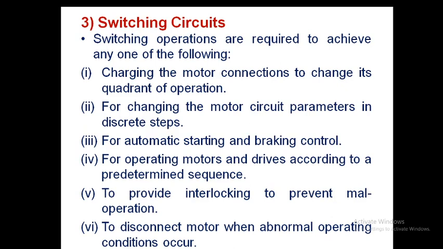So if you want to change the quadrant of operation, either motoring to braking or braking to motoring, we need to change the motor connections by using these switching circuits. The switching circuits send the proper pulses to the switches to turn on or turn off to give the required quadrant of operation. Second is changing the motor circuit parameters in discrete steps. Circuit parameters change again by giving the proper pulses to the switches in the converter or power modulator.